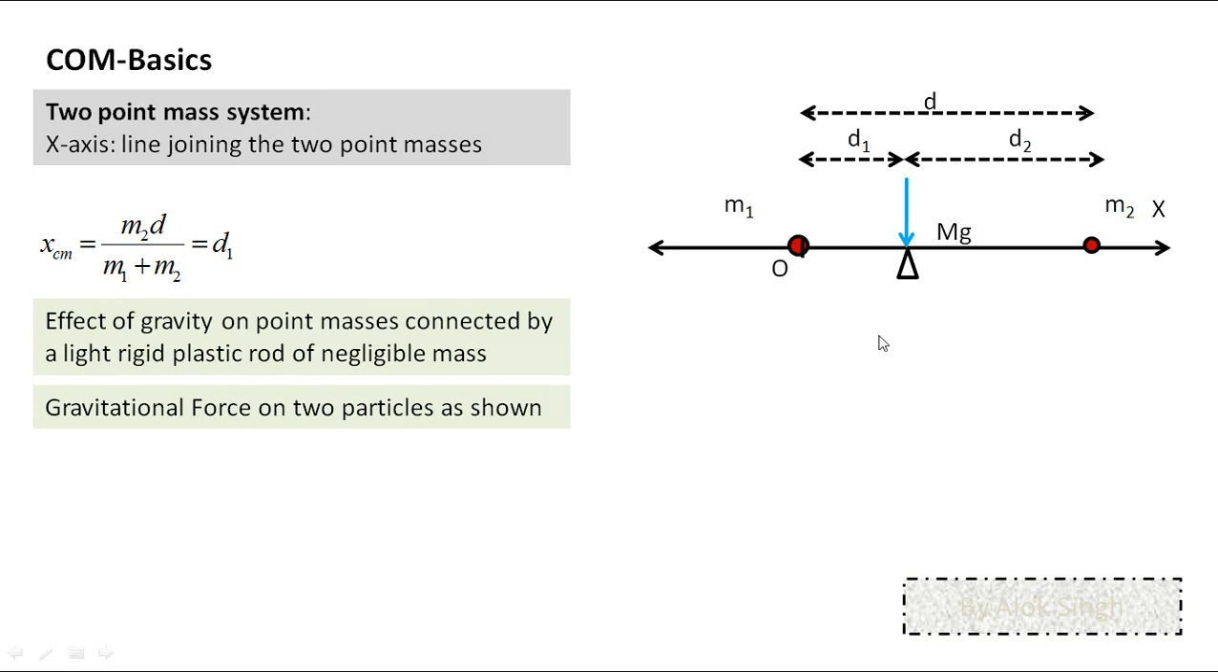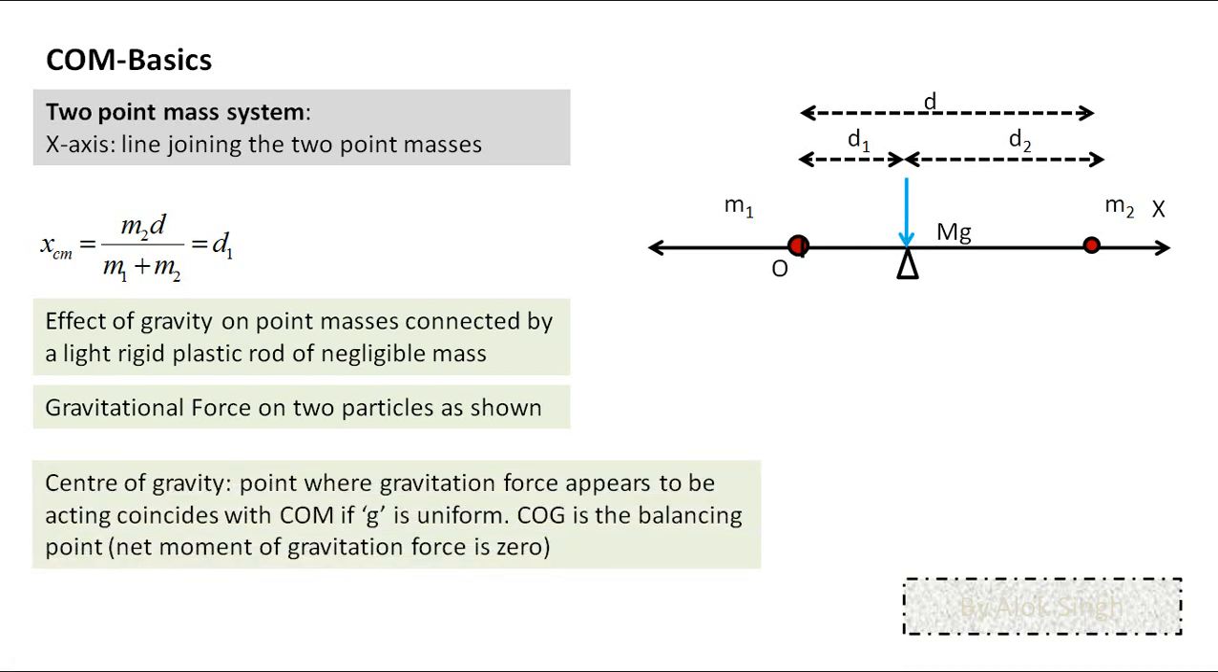I hope that is understood. If we place this support here, there is a normal reaction exerted by the support. It's a point support. So there is a normal reaction, and since these 2 particles are at rest, it is in equilibrium. It means the forces must be equal and opposite. So the gravitational force must be equal and opposite to this force. Effectively, the gravitational force also must be acting on this point. So indirectly, this gives us the definition of center of gravity.